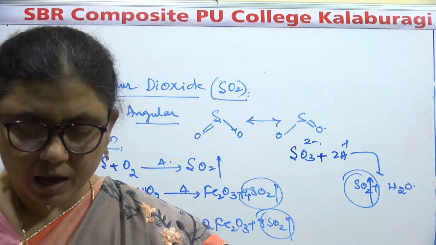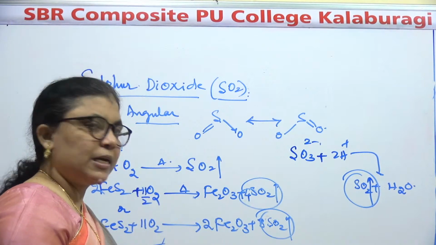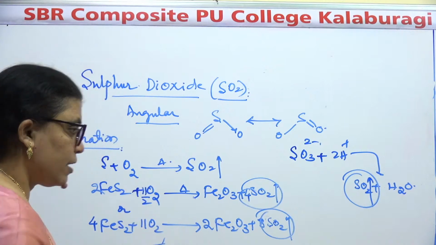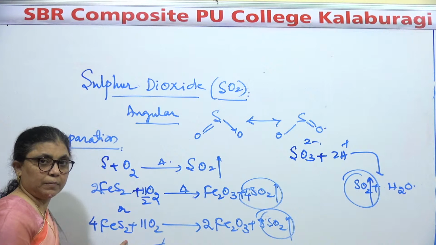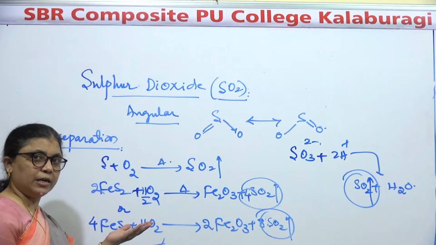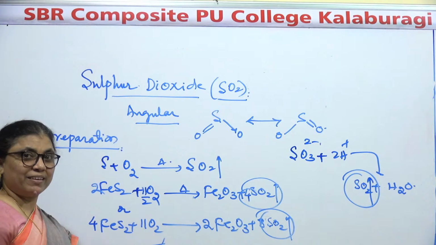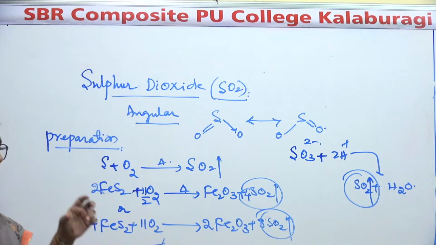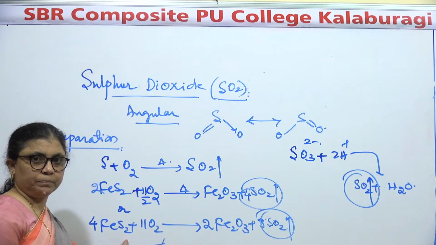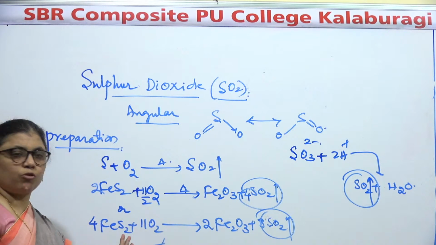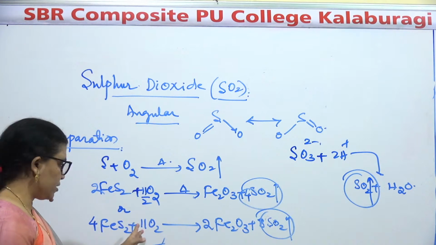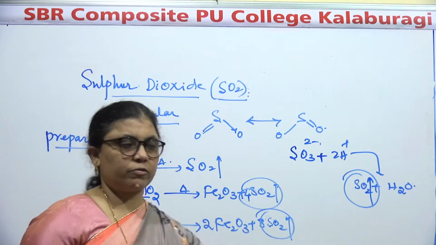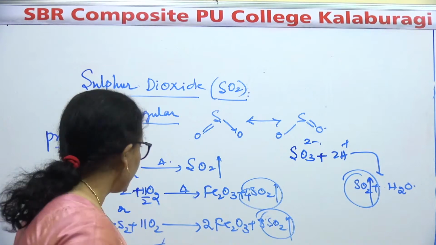These 3 methods are familiar methods: either by burning elemental sulfur, or by taking iron pyrite. As I said, any of the sulfide ores can be taken, because we studied in metallurgy, as you know the metallurgy topic is eliminated from our syllabus, but we studied in high school that sulfide ores are subjected to roasting. The same concept we are applying here. When sulfide ore is subjected to roasting, we get sulfur dioxide. This is all about the three methods of preparation.